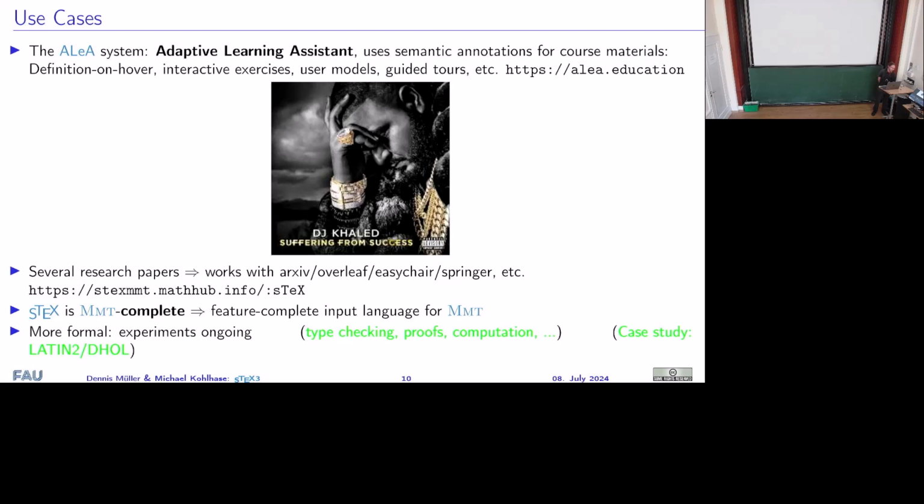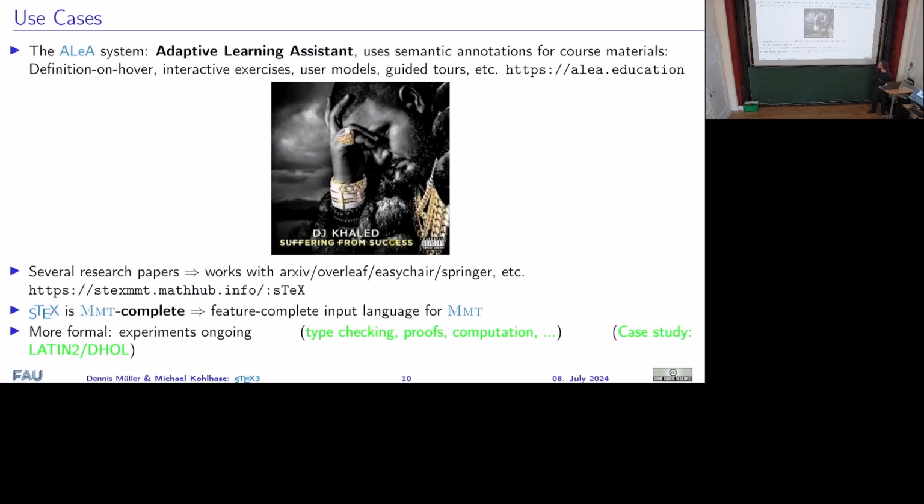Apart from this course portal, we have various research papers, which is a good sanity check that whatever we're doing actually works independent of our particular workflow with respect to MMT and all of this stuff. So we can write papers, put them on Overleaf, and submit them on EasyChair with all of our semantic annotations, and that still works fine. With respect to formality, STEC is MMT complete.